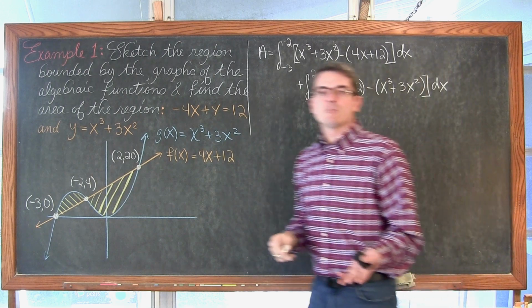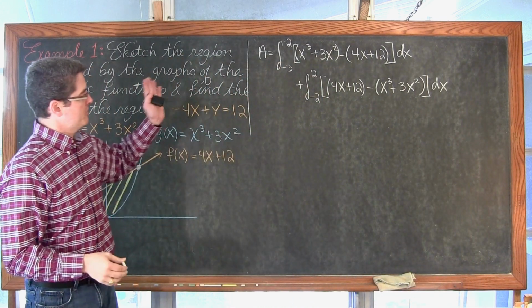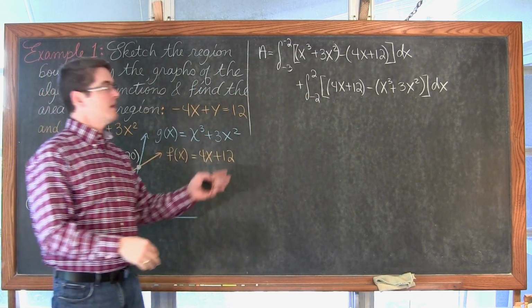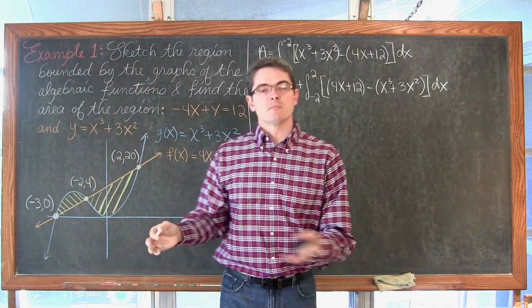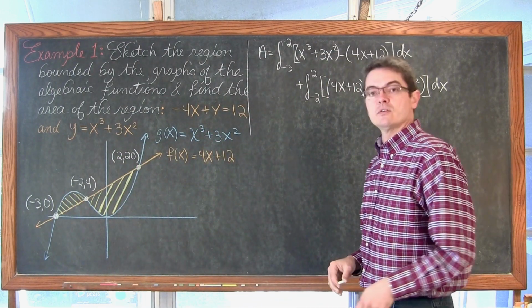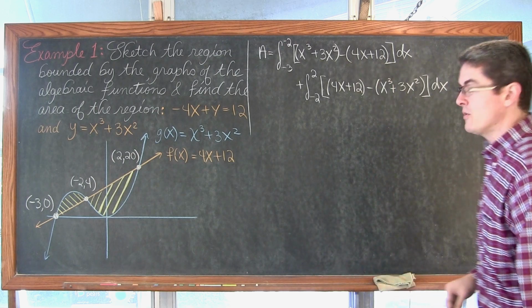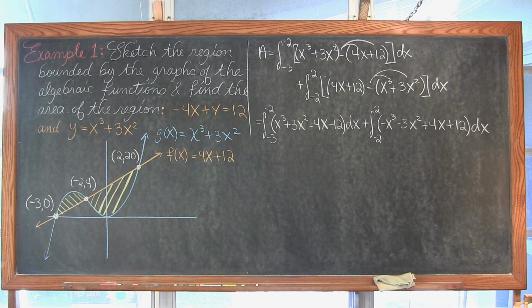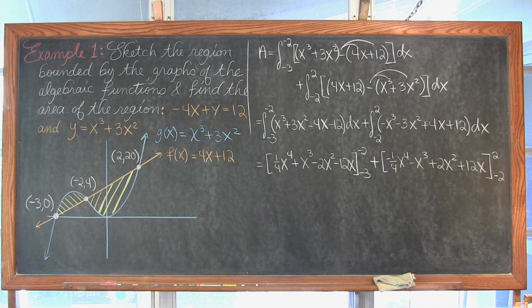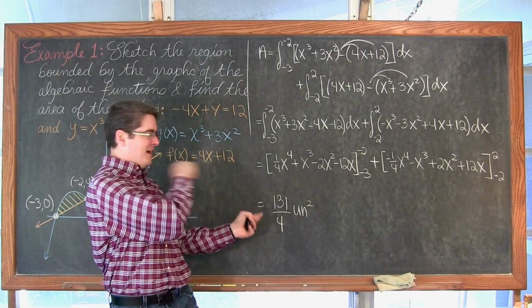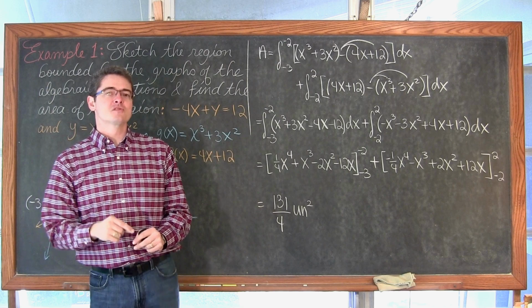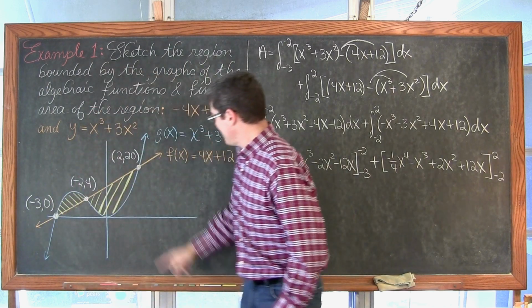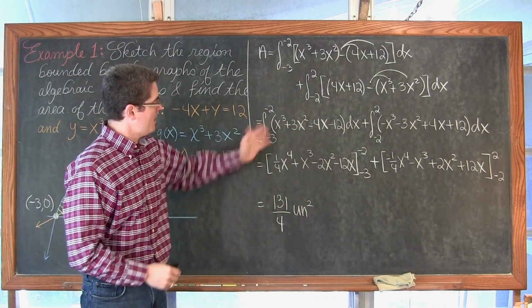Now, these are pretty straightforward polynomials, and we've been doing integration for quite a while, so I'm going to go ahead and move out of the way and reveal this in small steps. And again, pause the video and try it on your own if you like, but I'm not going to go through every single one of these steps very slowly. Bam! 131 over 4 square units. After you take the area of these two regions and add them up.